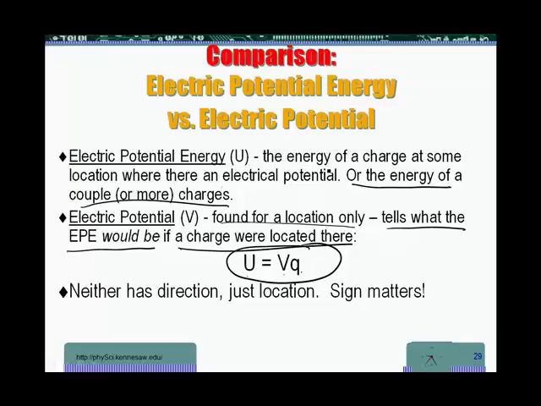Electrical potential does not tell us of an energy. We need to bring in another charge to where that electrical potential exists to have an electrical potential energy, and then the electrical potential energy is just the electrical potential times that charge. Neither the electrical potential nor the electrical potential energy is a vector. Both of them are scalars, but the sign is going to matter.